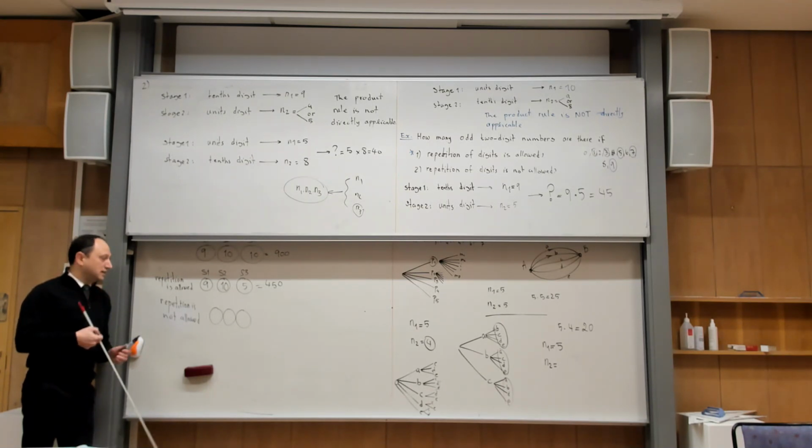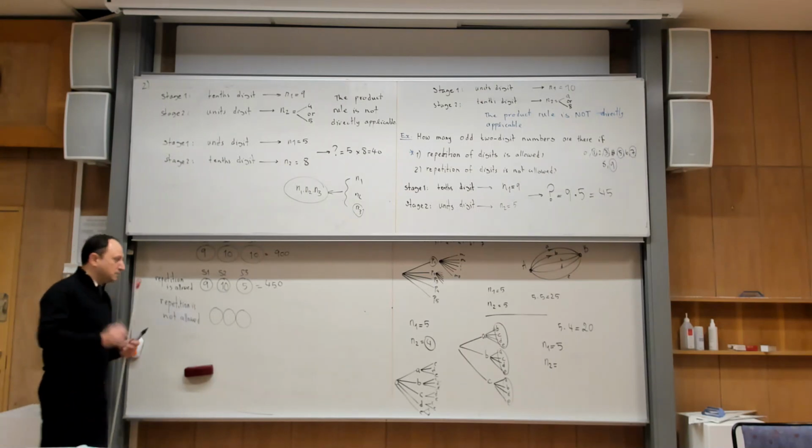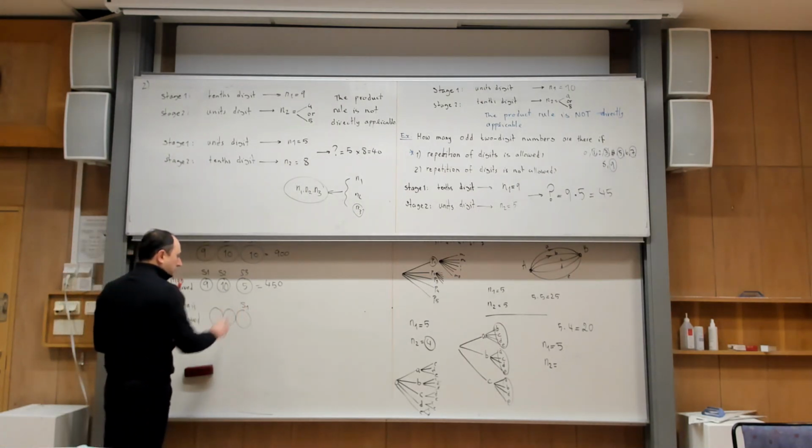But this is the rule of thumb. Whenever you want to write, don't always use the natural order. Use the order in which you give priority to the one which is more particular. In this case, the units digit, as you said. So let me just write this stage number 1.